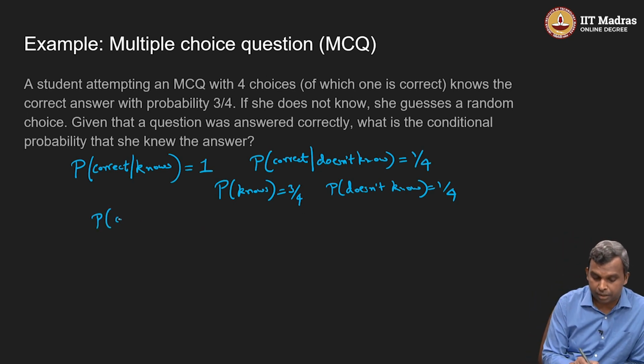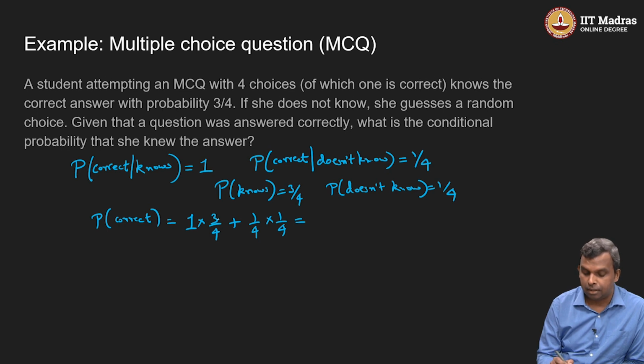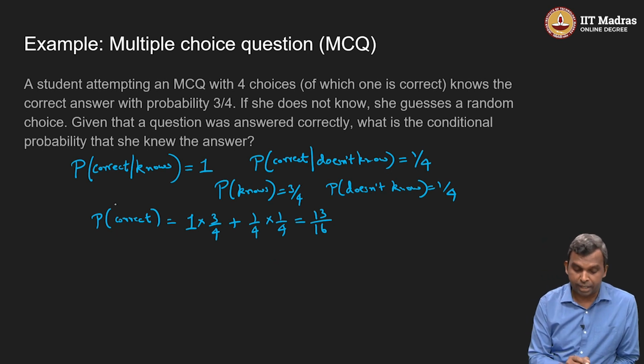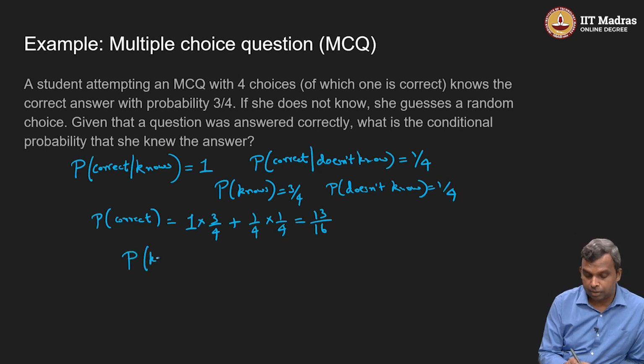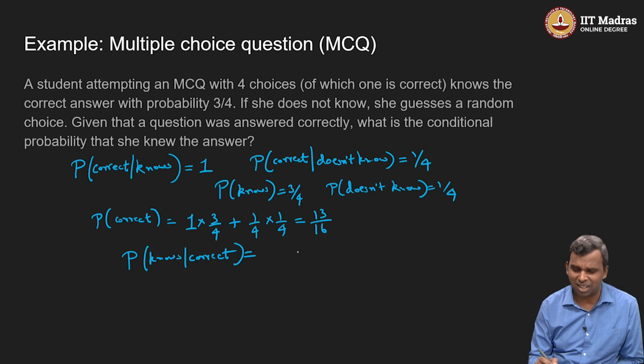So you find probability of correct using law of total probability: 1 times 3/4 plus 1/4 times 1/4. So that's 3/4 plus 1/16. That's 13/16, isn't it? So you know probability of correct given knows, probability of knows. You can find probability of knows given correct. I wrote all those things in gory detail. Usually you can just directly write the answer. Once you get used to these kind of problems, you know exactly how to do this.